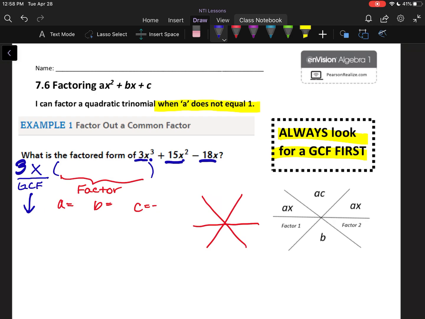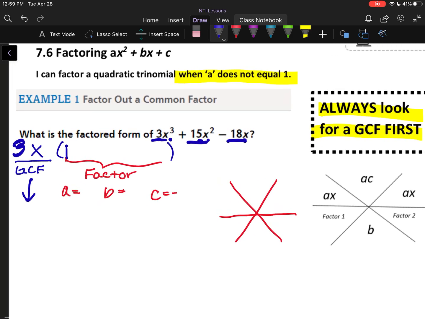From there, I'm going to actually factor it out, which means divide by it. So I'm going to divide each term by 3. 3 divided by 3 is 1. 15 divided by 3 is 5. I'll come back and do the x's in a second. Negative 18 divided by 3 is negative 6.